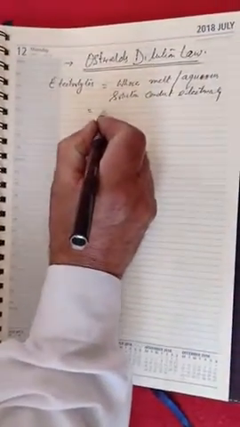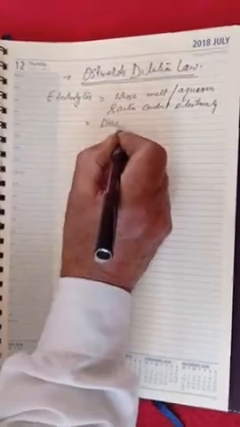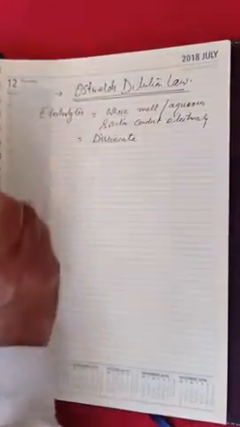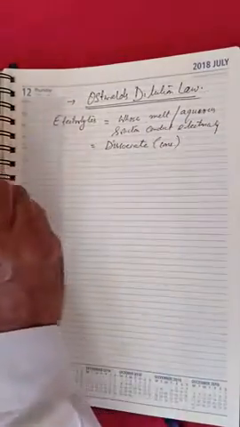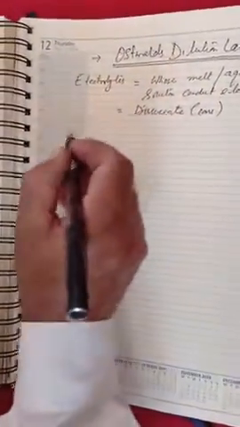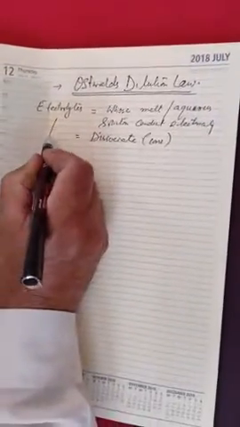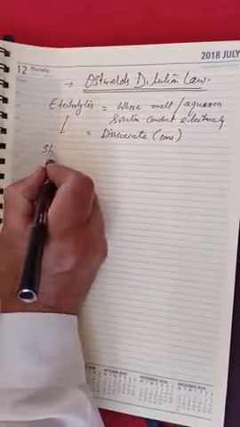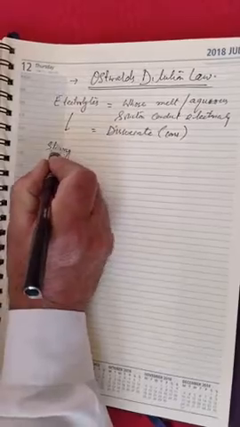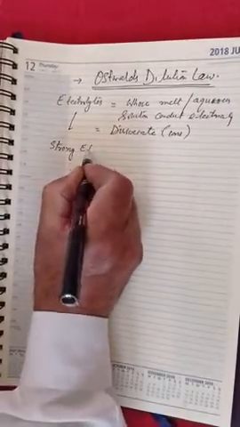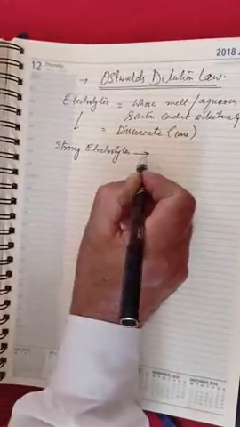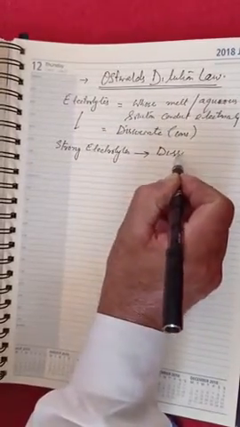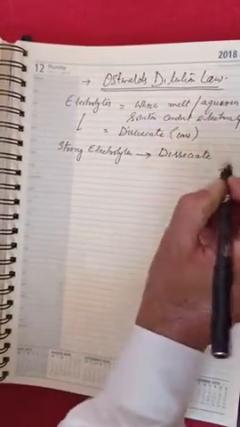Electrolytes dissociate into ions, and the conductance of the electrolytes is known as ionic conductance. Now we know strong electrolytes. You have read what strong electrolytes are. Strong electrolytes are those electrolytes which dissociate completely.